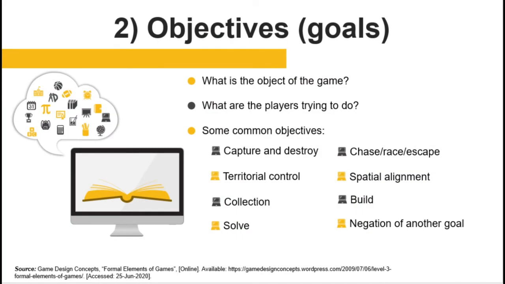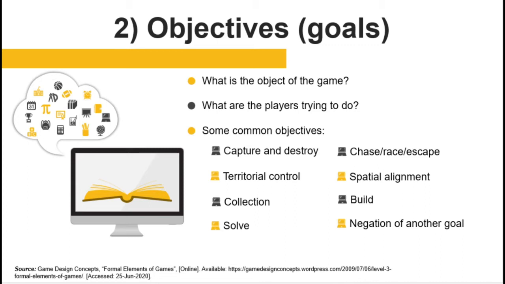Number 2, objectives or goals. This is often one of the first things you can ask yourself when designing a game if you're stuck and don't know where to begin. Once you know the objective, many of the other formal elements will seem to define themselves for you. It answers questions such as, what is the object of the game? What are the players trying to do?